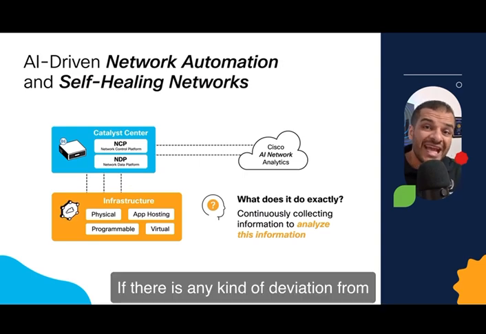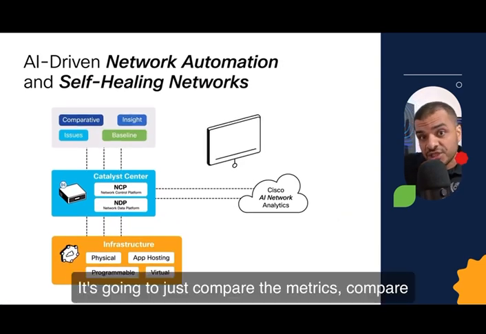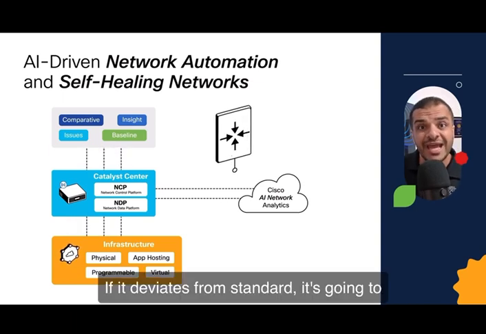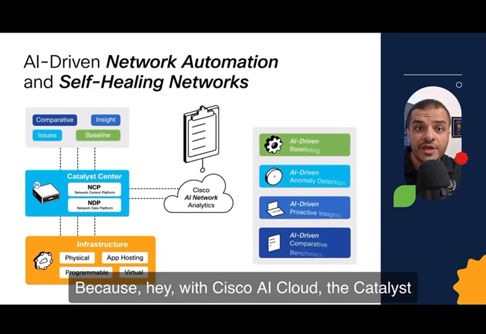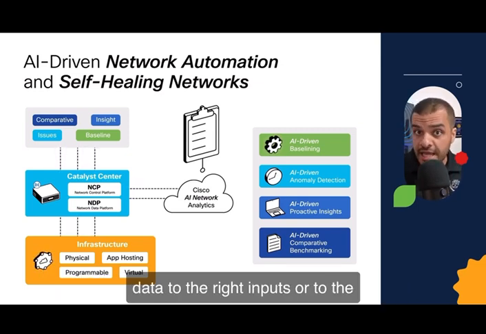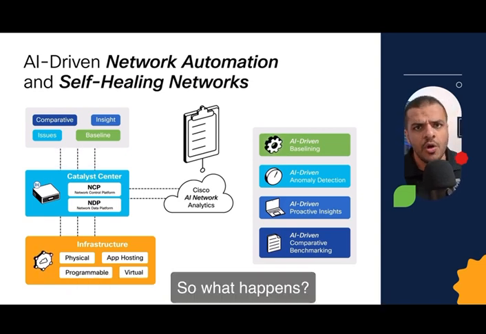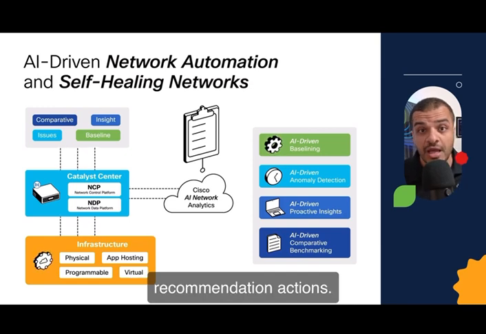So if there is any kind of deviation from standard, well, it's going to consult its database. It's going to compare the metrics, compare all the numbers. And if it deviates from standard, it's going to suggest a bunch of actions for you. How's that possible? Because with Cisco AI Cloud, the Catalyst Center is always communicating with Cisco AI Cloud to make sure that it's correlating the data to the right inputs or to the right information that the network should follow. So what happens? It's going to give you the list of recommended actions.